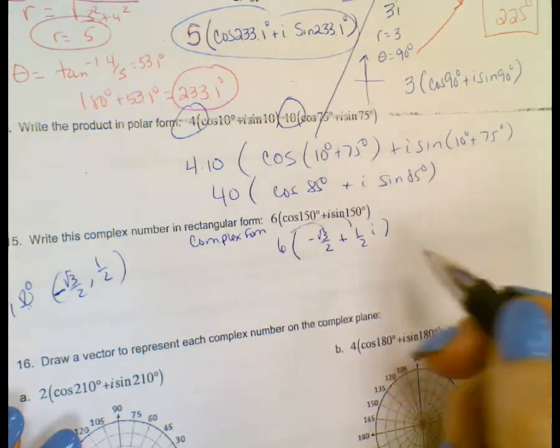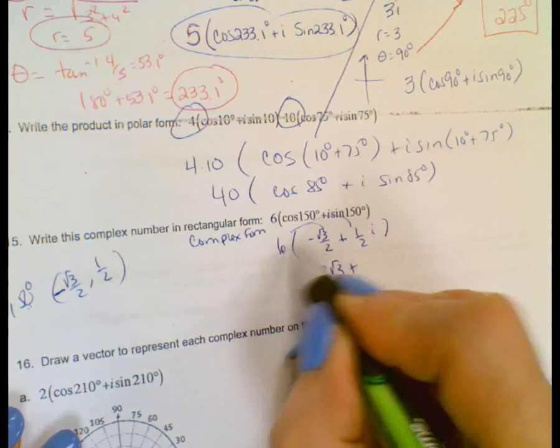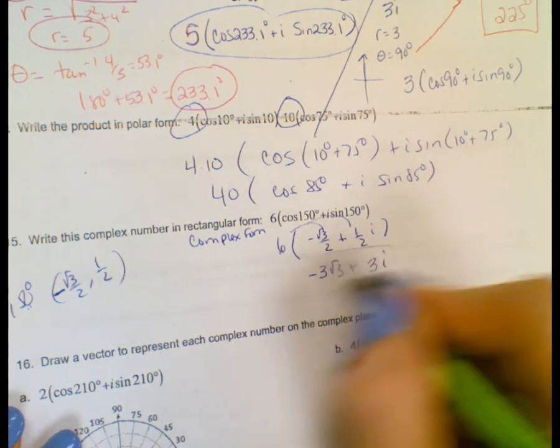Then we're going to distribute. So 2 cancels with 6. That becomes negative 3 radical 3. 6 times 1/2 is 3. That's your answer.